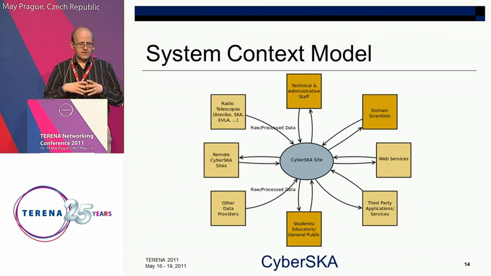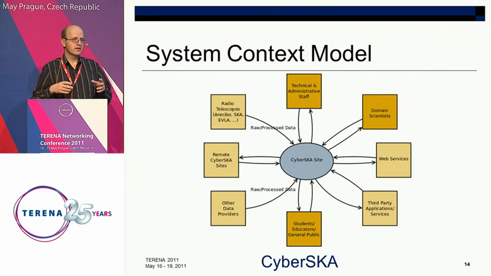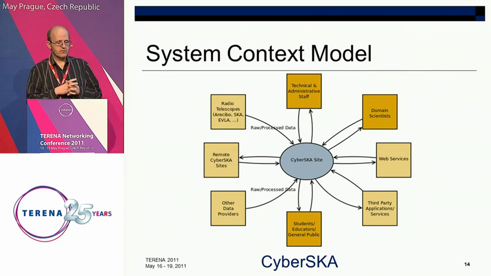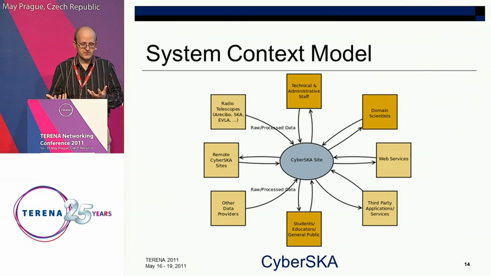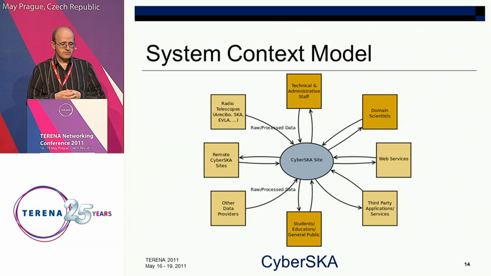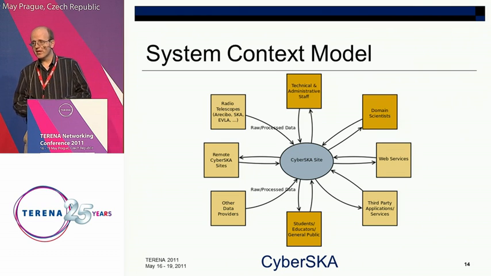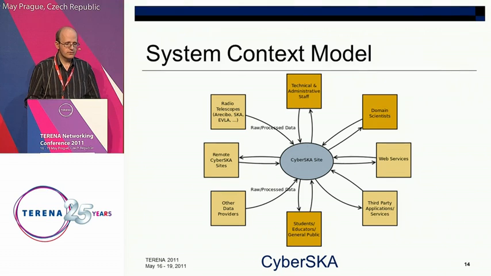So in terms of context, you have a variety of sites that could be scattered around the world, and you have different data sources coming from the telescopes or other data providers that are providing information. You have different web services, different third-party application services, data processing services available to users via the site.